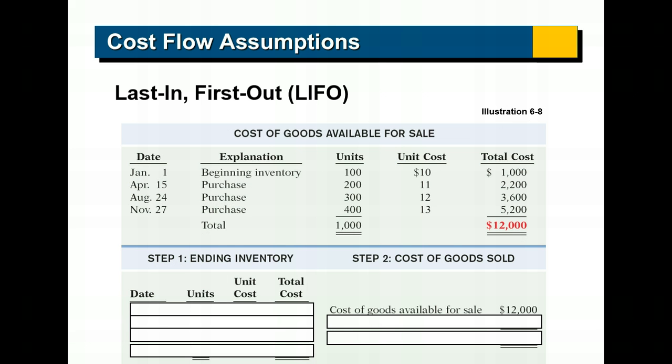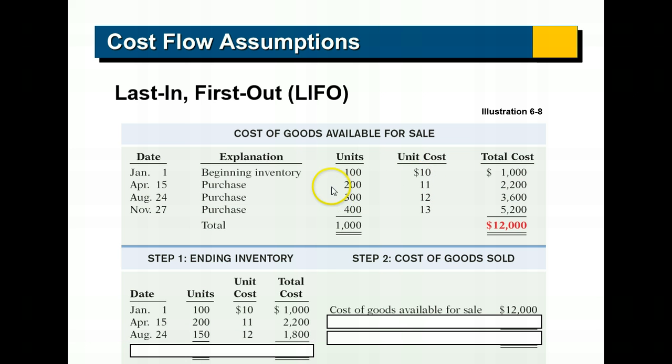So let's go back to our example of our Houston Astros, where we've got these various purchases. The ending inventory we know is 450 units. If it's last in, first out, that means for purchasing or selling purposes, the last items are the first to be sold. But for inventory purposes, we're going to come up with the oldest items. So for 450 units, we're going to take this 100 units at $10 a unit. We're going to take this 200 units at $11 a unit. So that's 300. Then we need to take 150 of the August 24th purchases at $12 a unit.